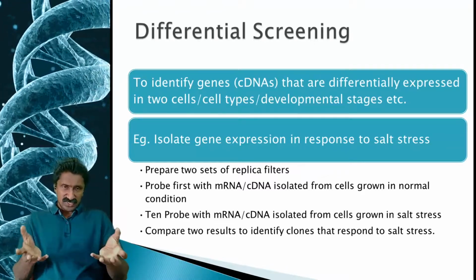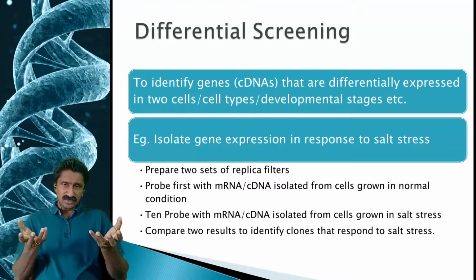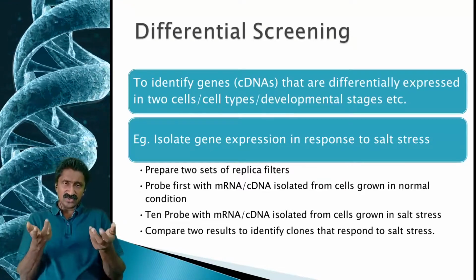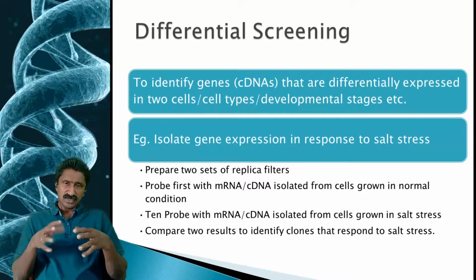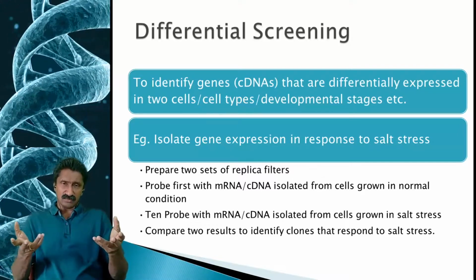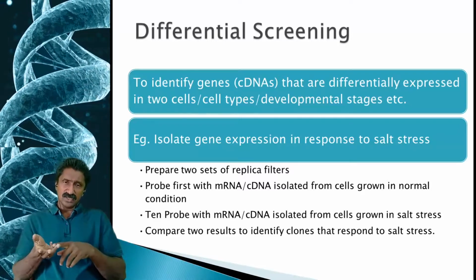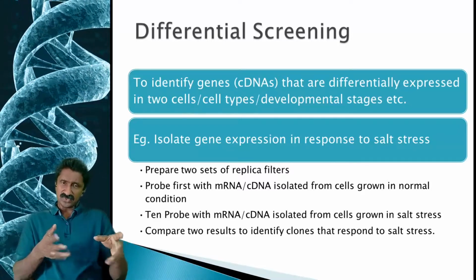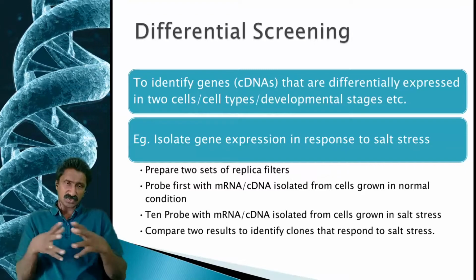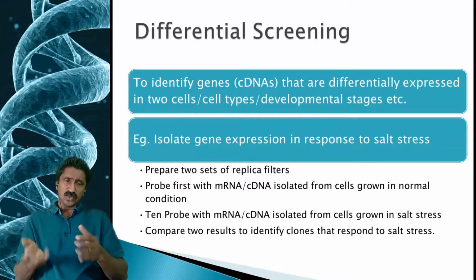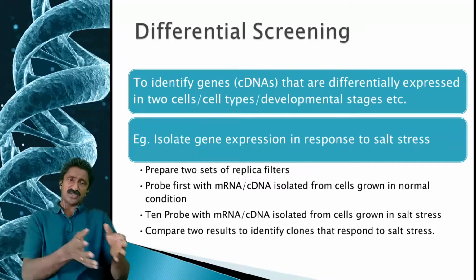So there is a developmental stage difference or cell type difference or differential expression. Anything can be done. So developmental stage or cell type, for example, pancreatic cells or blood cells, two types of cells, and how the gene expression differs, that can be identified. Or the growth conditions like normal growth condition and salt stress condition.